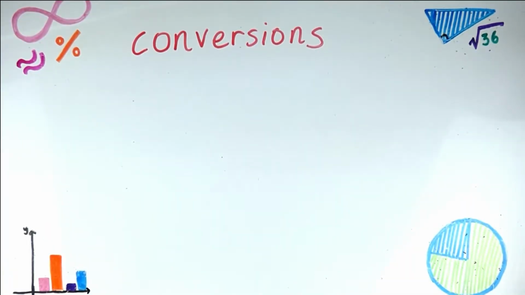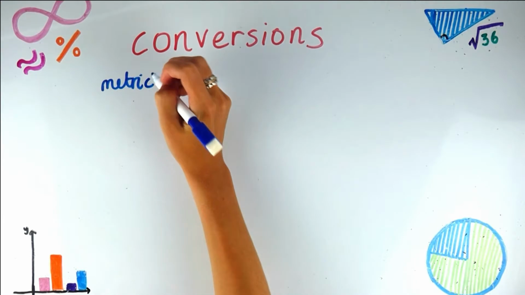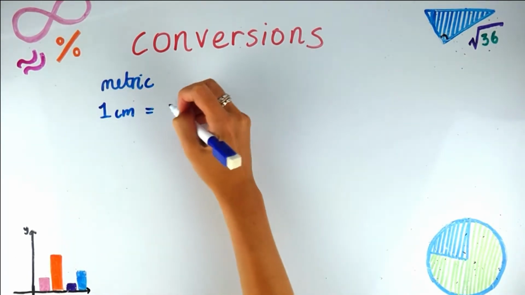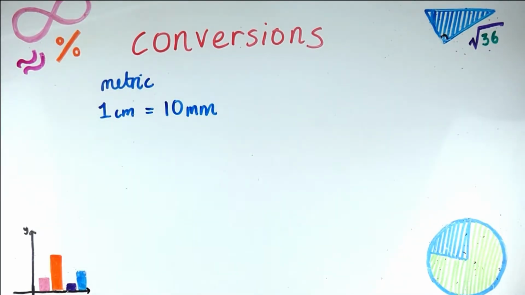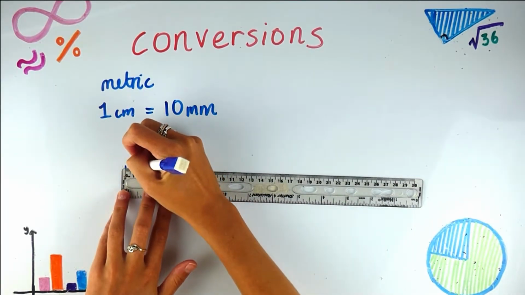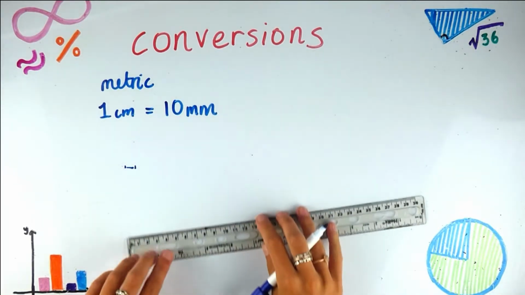Conversion. So firstly, what is a conversion? If I look at the metric scale, if I have 1 centimetre, that is equivalent to 10 millimetres. So a conversion, we might be in centimetres, we might want to convert to millimetres, something like that. And I can confirm, here I can see 1 centimetre, and those little ones there, 10 millimetres.